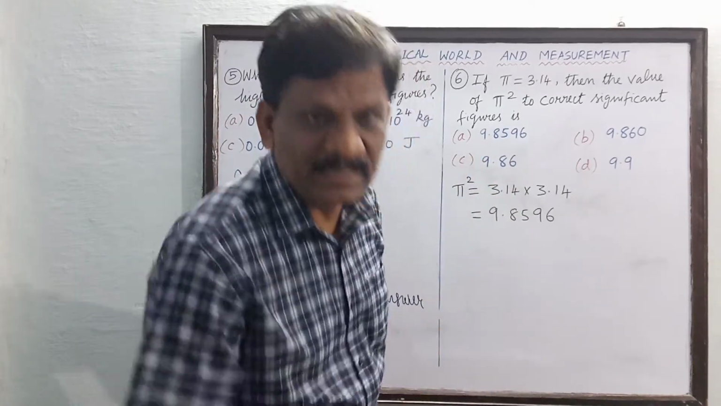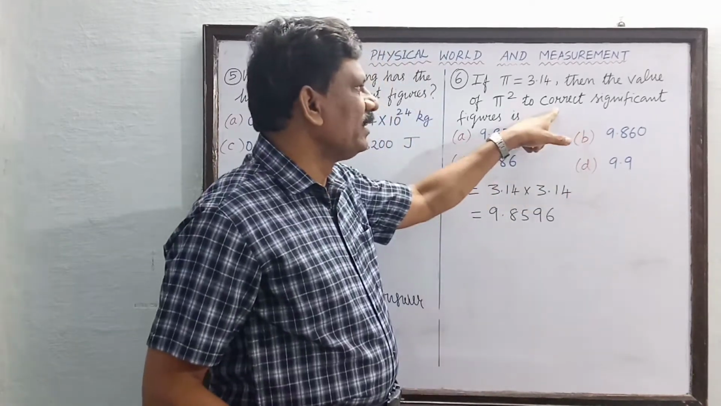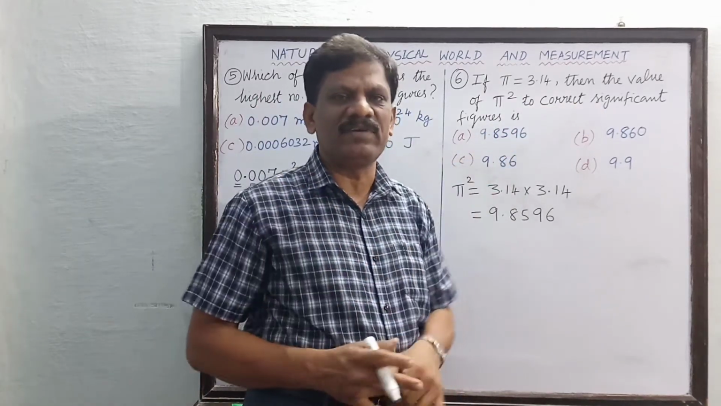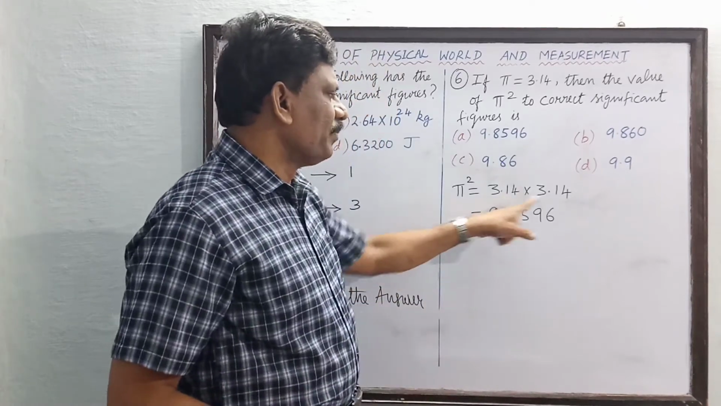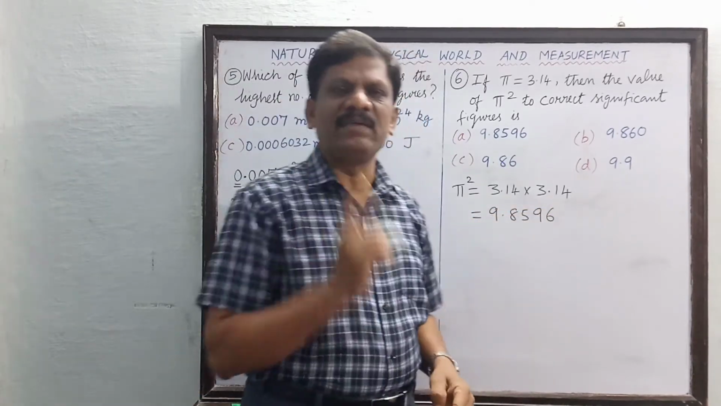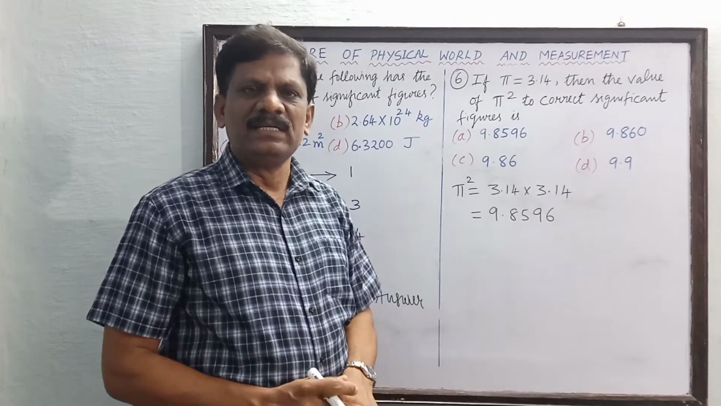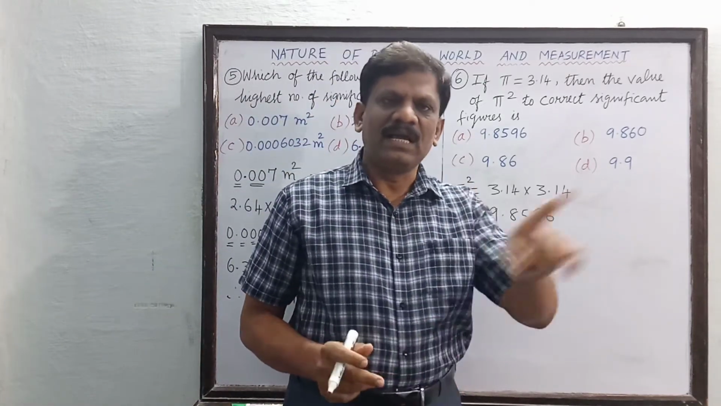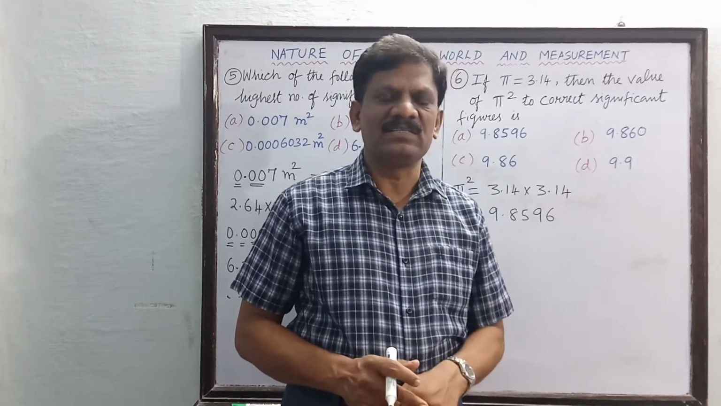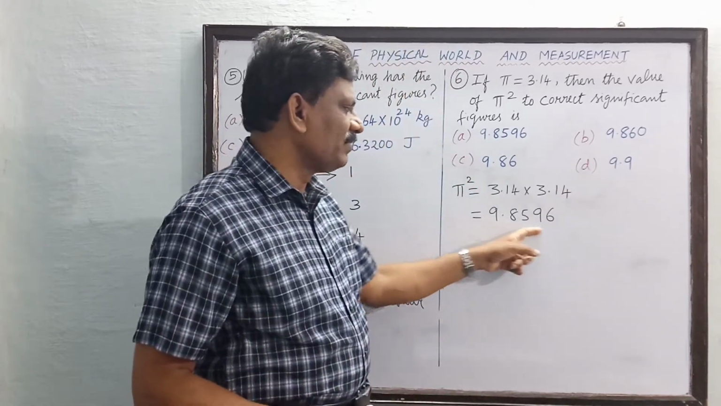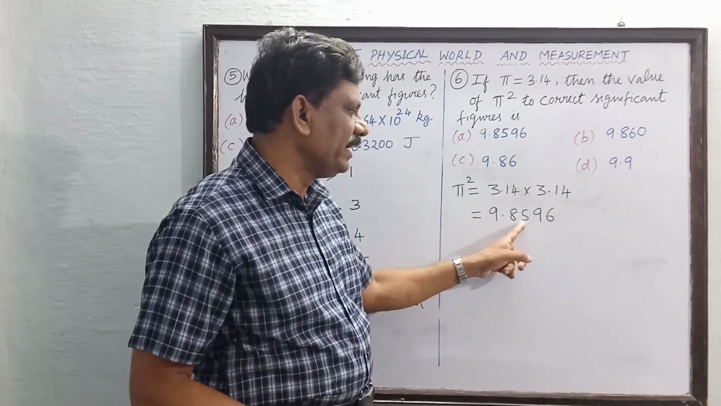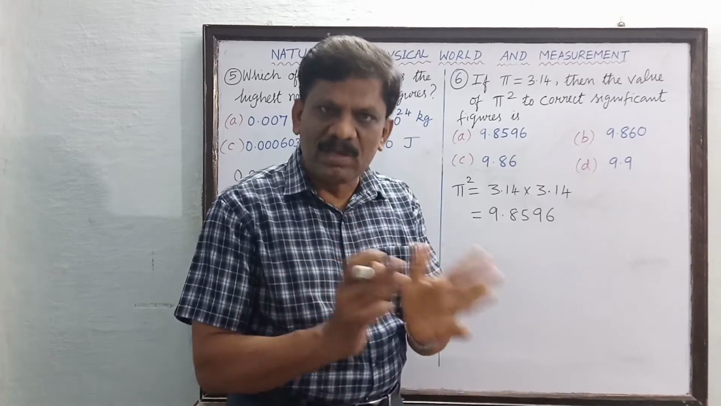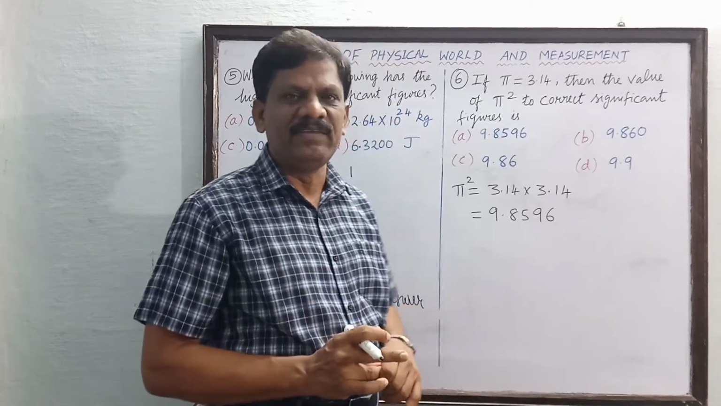Some students will mark the answer A. But you see here, to correct significant figures, we have to write the answer, is it not, by rounding off? Actually, it is a product of 2 numbers. Each number has 3 significant figures. When you multiply 2 numbers having 3 significant figures, then the answer should have only 3 significant figures. Here, what is the number of significant figures for 9.8596? It has 5 significant figures. So we have to round off to only 3 significant figures.